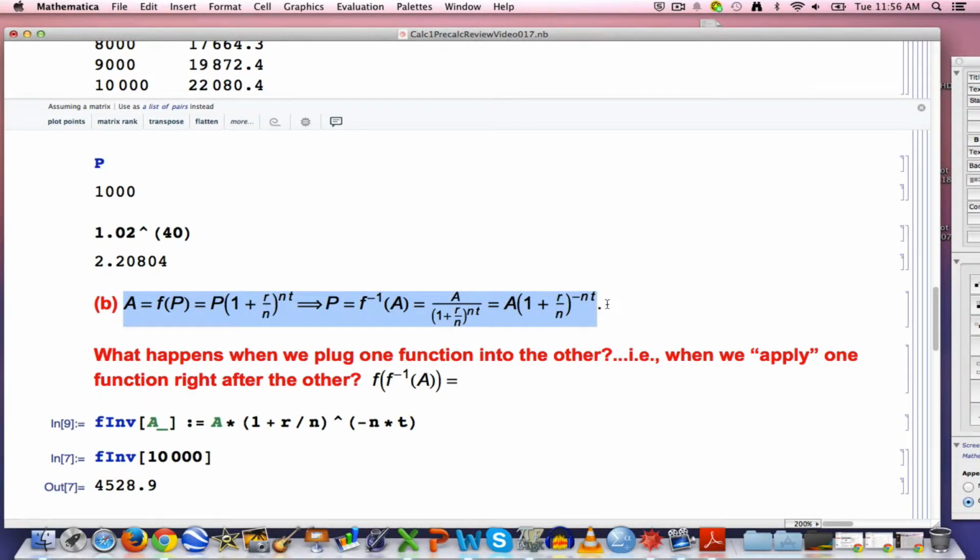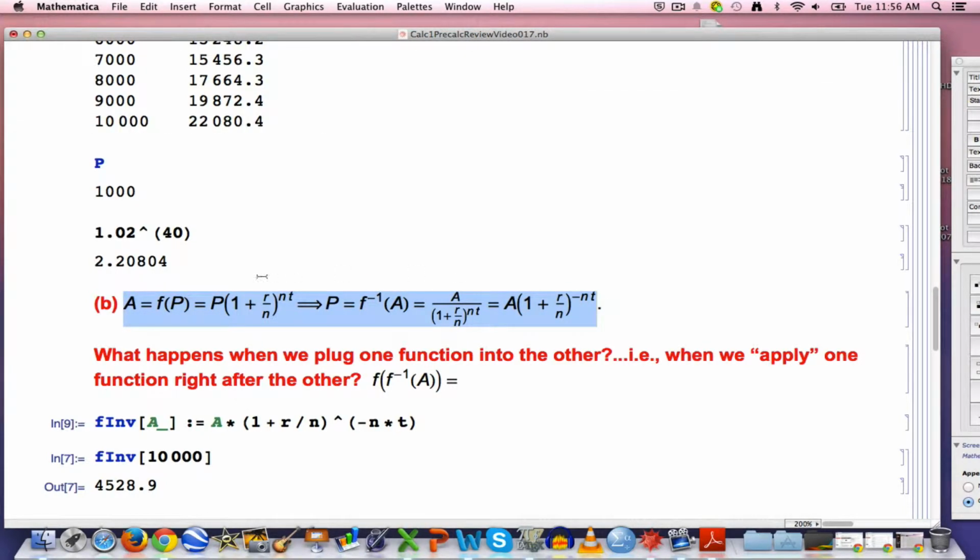So here symbolically is the inverse function. Okay, here's the original function, A equals f of p equals this. Again, think of r, n, and t as fixed. I can divide both sides of that equation by 1 plus r over n to the nt power to get the inverse function right here. This notation is p equals f inverse of a. It's not f to the negative 1 power, it's f inverse of a.